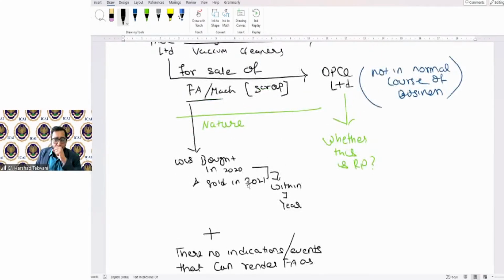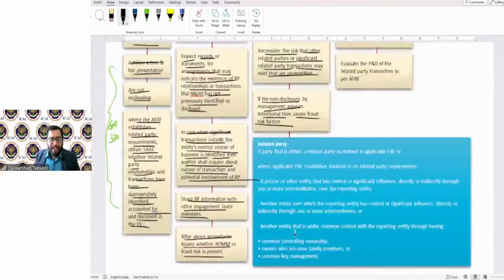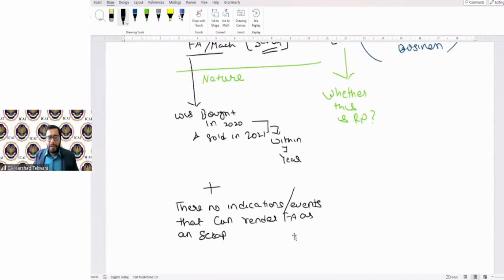Now, in that particular case, it comes to the business rationale behind selling the fixed asset. Why was the fixed asset sold? The business rationale, and that too as scrap. So you are questioning the rationale of the transaction and evaluating whether there is any fraud in this particular transaction.